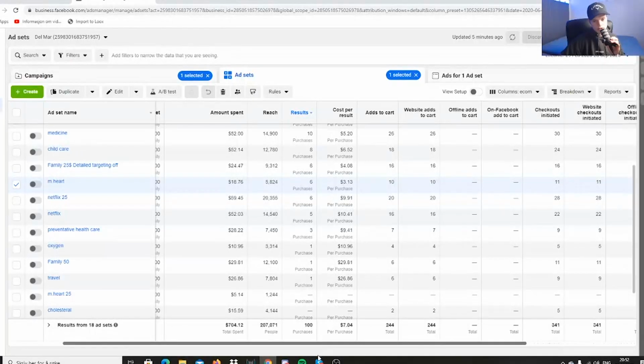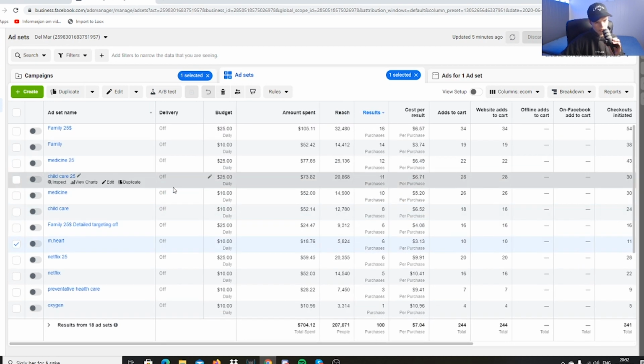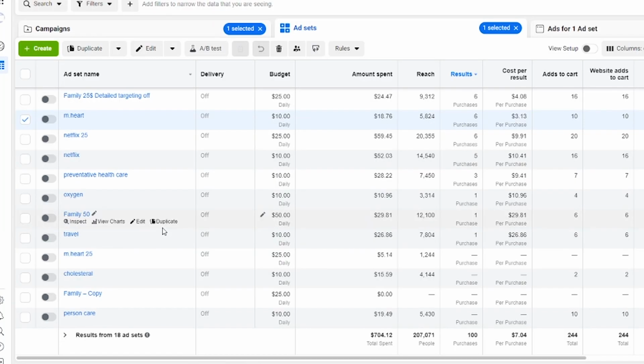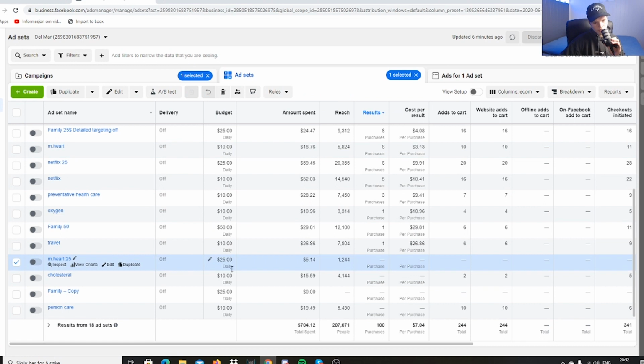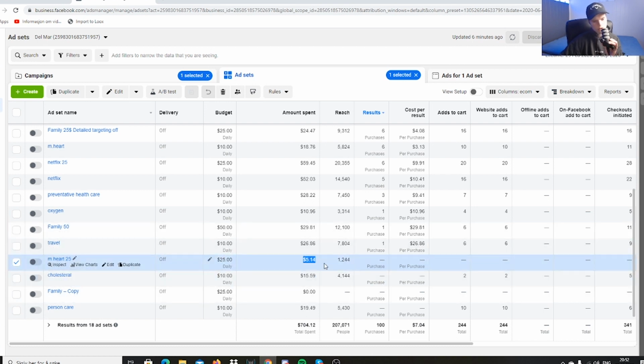Here we got the interest heart sitting at a $3 cost per purchase. Not bad at all. This is a $10 heart. So what do you guys think I did with it? Well, we're gonna see. Yeah, we put it to 25. And the 25 actually did really bad. No, it only spent 5. So this is not mine. I was working with a partner of mine, and I've helped him run the ads, but I don't know why he cut it. So this ad set was cut at $5. I don't know why. Maybe the ad account got banned or something, but that's super stupid, right?